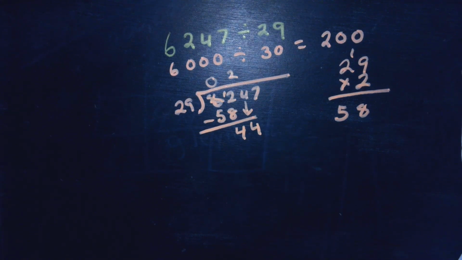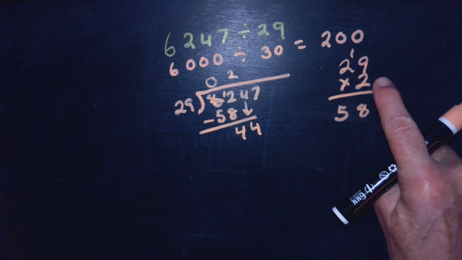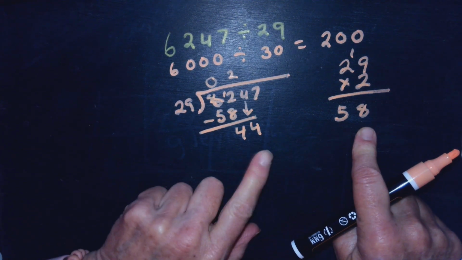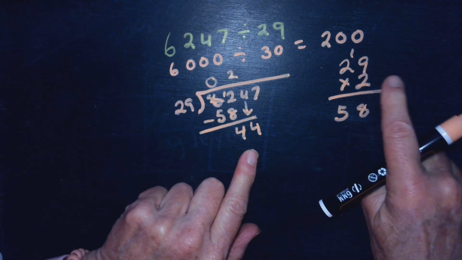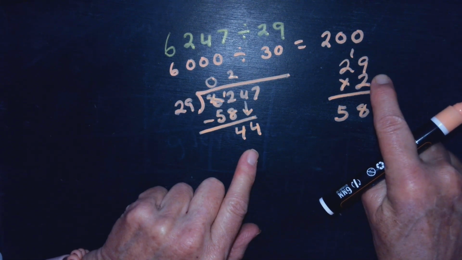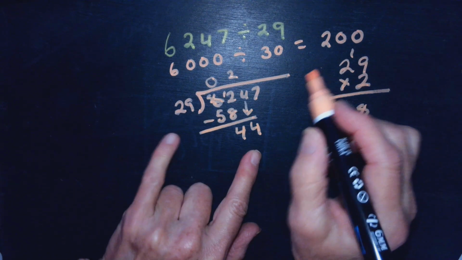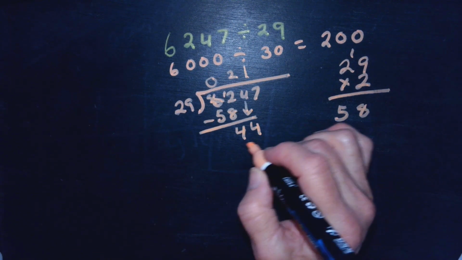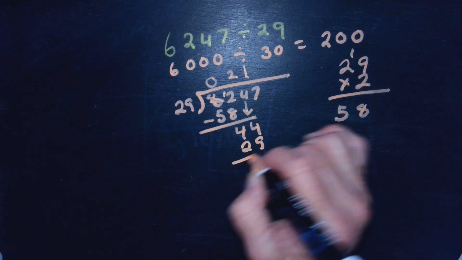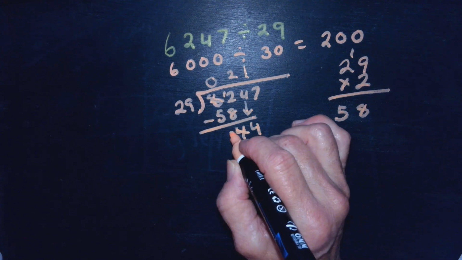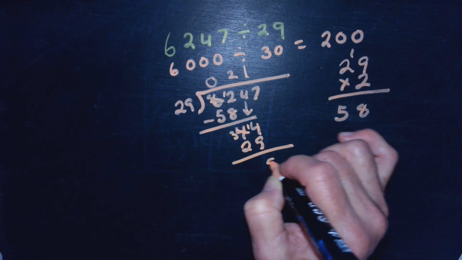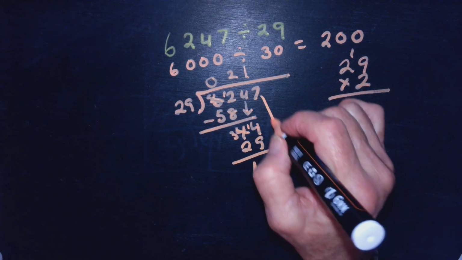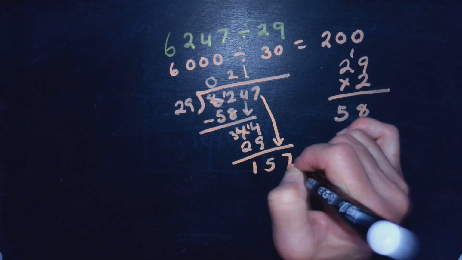Now this one's kind of easy because we know that 29 times 2 is equal to 58. And 44 is a whole lot less than 58. So we know that I have to try a number smaller than 2. And the only number that's smaller than 2 I can try is 1. So 1 times 29 is 29. And then when I subtract, I'm going to get a remainder of 15. My last thing I'm going to do is bring down my 7.